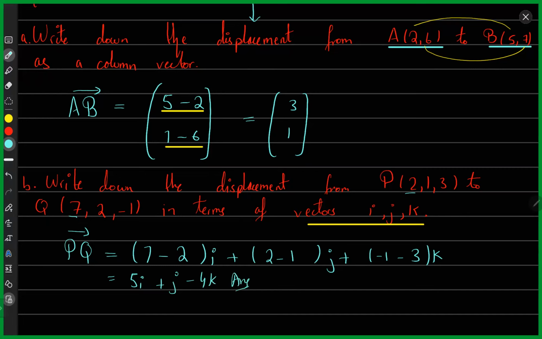Now, certainly in both the parts, the notation was different. For the first part, we used the column vector notation, and for the second part, we had to write ijk as the form. But the important part is that whenever we are representing a vector, we write down this arrow. And the second important part is that for displacement, we need to find the difference of the respective coordinates. Then you would be able to do it very easily.